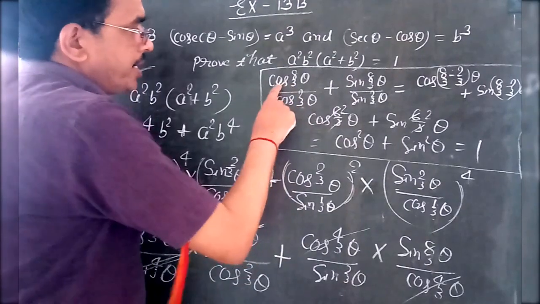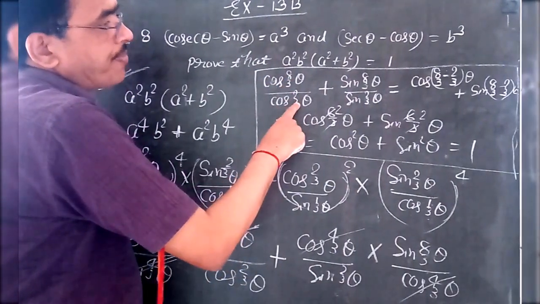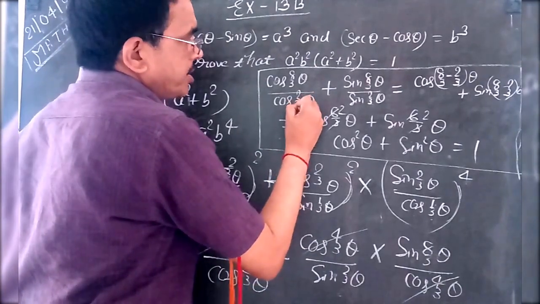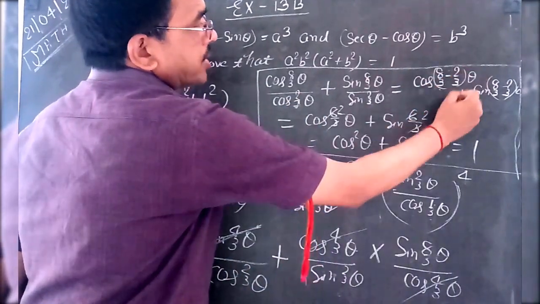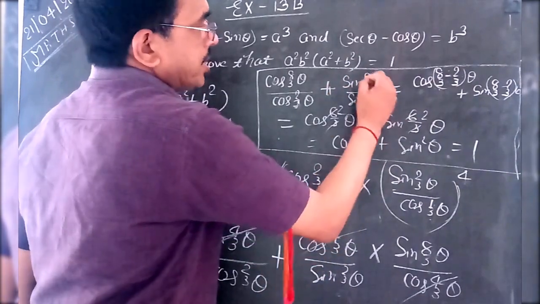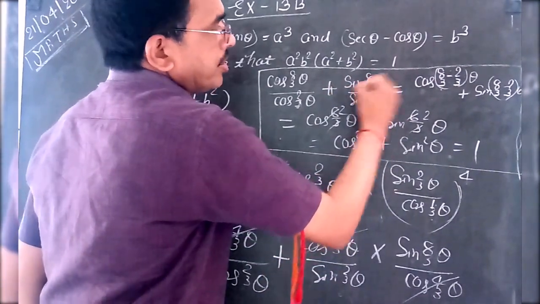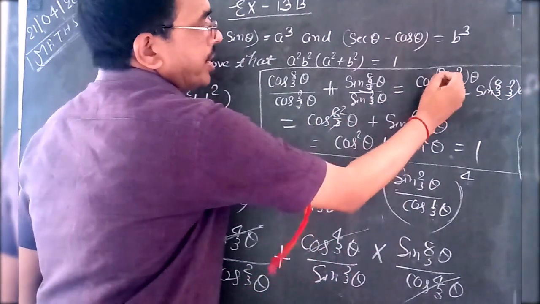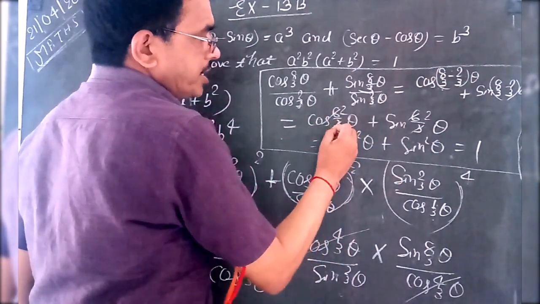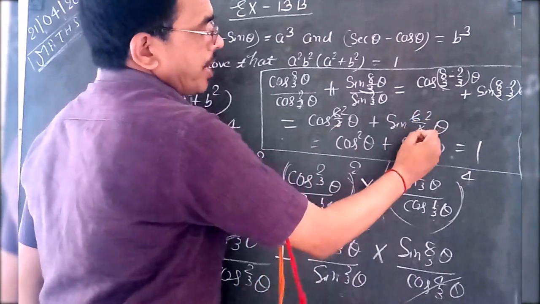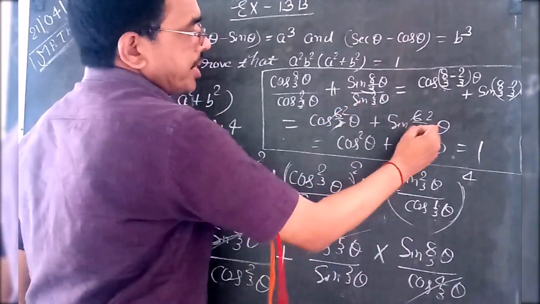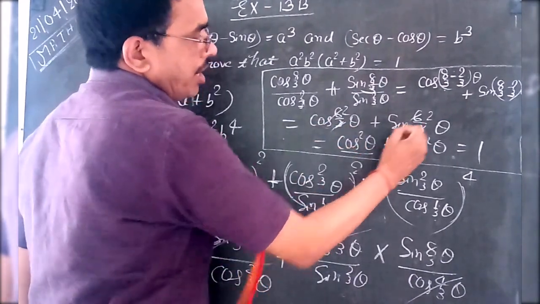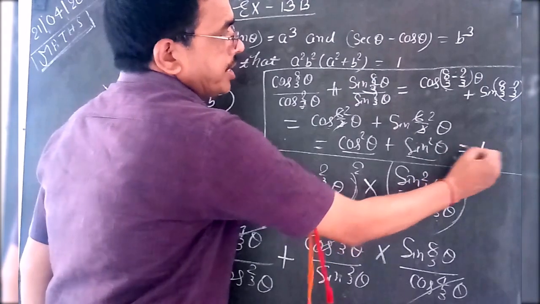Right. Here the base is the same, so the powers will be subtracted. So cos 8 by 3 minus 2 by 3 theta, and plus sin 8 by 3 minus 2 by 3 theta. So what do you get? 8 minus 2 is 6 by 3, and it is also 6 by 3. Then 3 twos are 6, 3 twos are 6 also. So the last step is cos square theta plus sin square theta, and it is equal to 1.